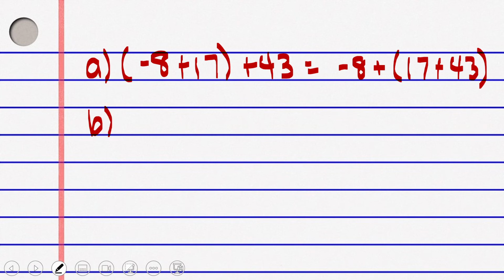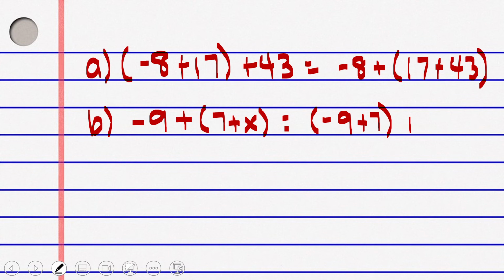Look over your note card. Think it through. Negative 9 plus 7 plus x. In associative property, you'll move the grouping, and it's still equal in value. It would be parentheses negative 9 plus 7 in parentheses plus x.